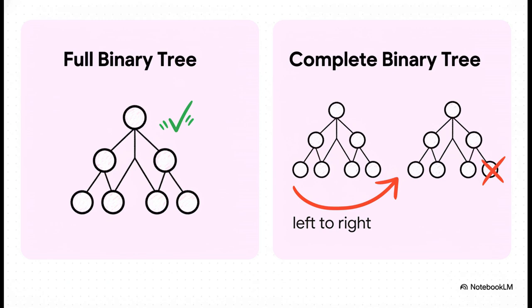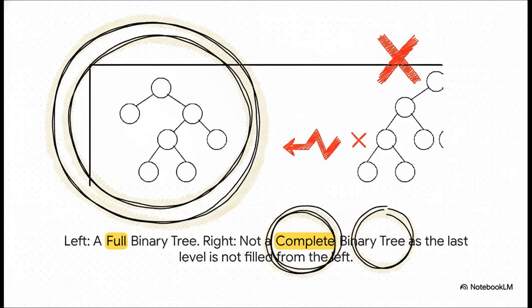Then you've got the complete binary tree. This one is all about filling up the tree perfectly, level by level, always from left to right, with no gaps. And you can really see the difference here. On the left, that's a full tree. See how every node that's not a leaf has precisely 2 children? Perfect. The tree on the right, though, is not a complete tree. See that gap on the last level? To be complete, that spot would have to be filled in. So just remember, full is about the number of kids, and complete is all about the filling order.